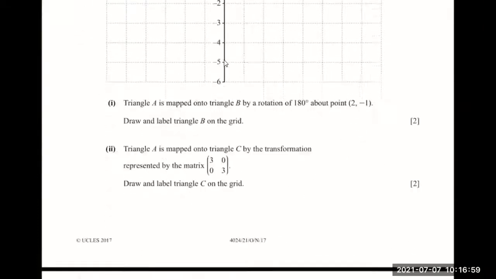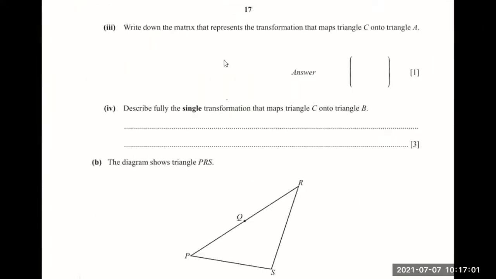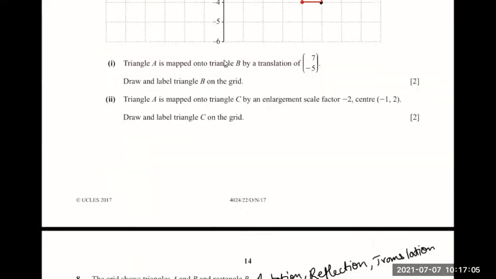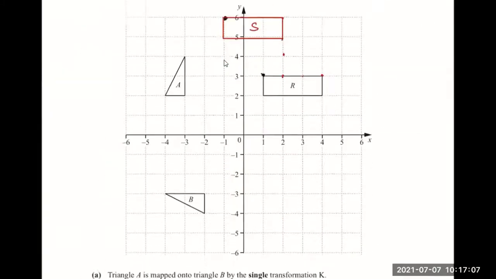Okay, let's look at a question on reflection. Let me show you something on reflection. This translation and enlargement. Okay, I have reflection here.